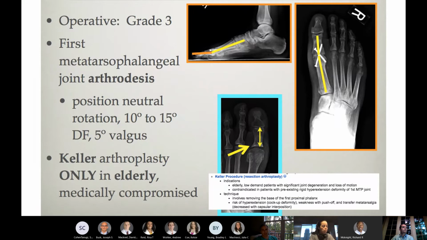So grade 3, I do a lot of fusions. They may ask you the position, neutral rotation. If somebody has a huge hallux valgus, so their toe is going to be pronated, you need to reduce it as far as rotation. And then 10 to 15 degrees of dorsiflexion and 5 degrees of valgus.